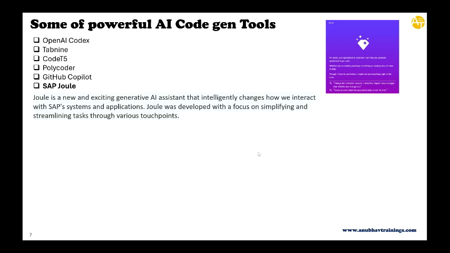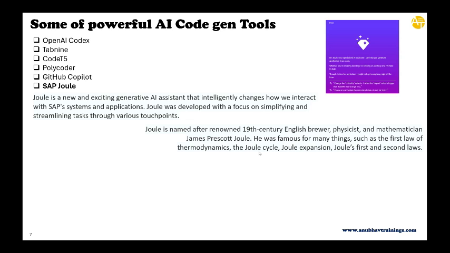Joule is a new and exciting generative AI assistant that intelligently changes how we interact with SAP systems and applications. Joule was developed with a focus on simplifying and streamlining tasks through various touchpoints. Joule is named after the renowned 19th century English brewer, physicist, and mathematician James Prescott Joule. He was famous for many things, such as the first law of thermodynamics, the Joule cycle, the Joule expansion, and Joule's first and second law.